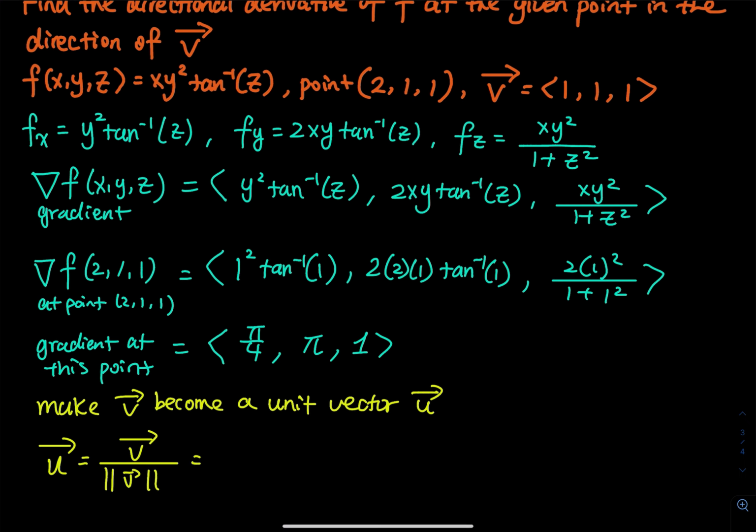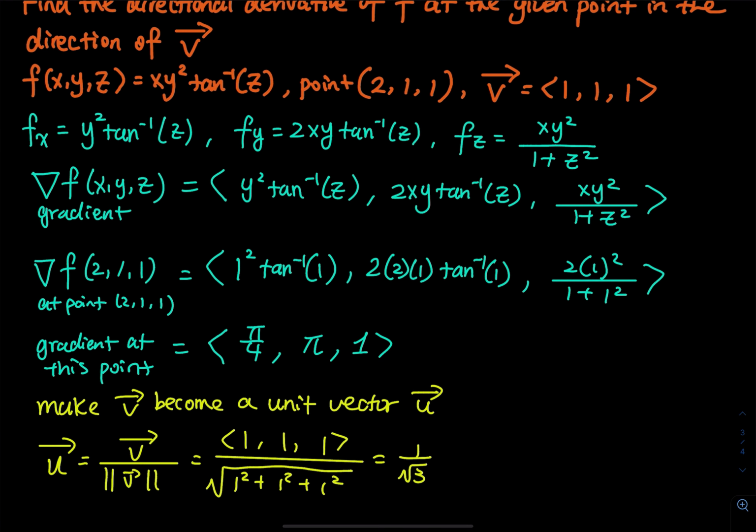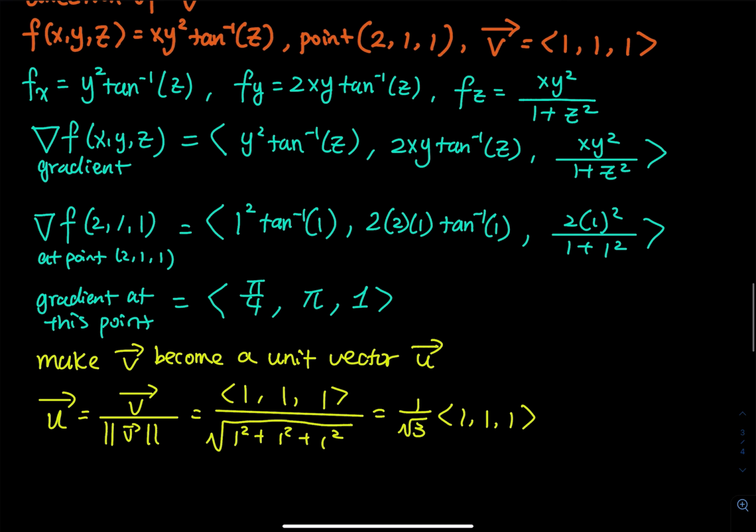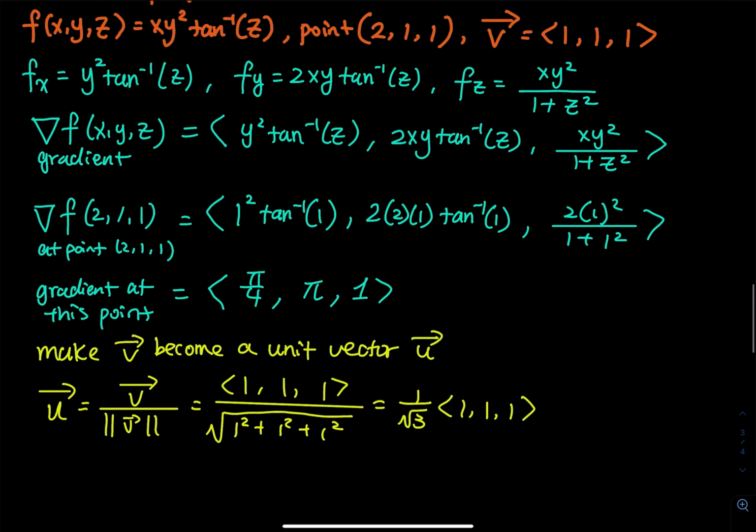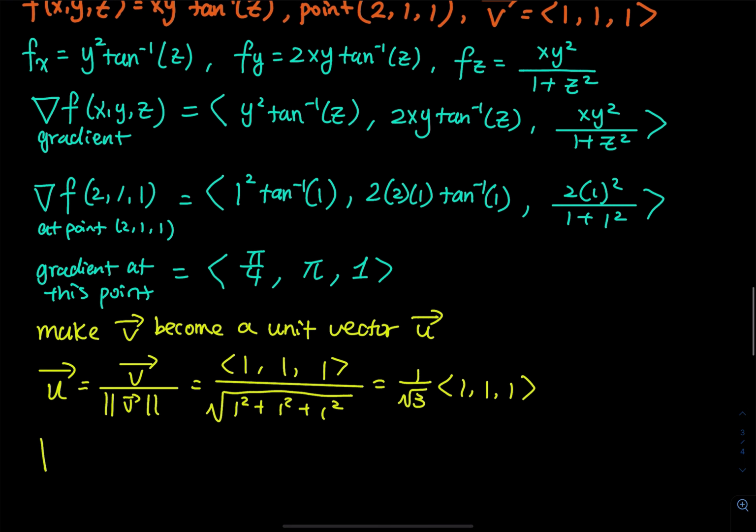So that will be the vector 1, 1, 1 divided by the square root of 1 squared plus 1 squared plus 1 squared, right? Okay, that will be the square root of 3. I will just keep this outside, times 1, 1, 1. I will just keep it like that. And then now we do the directional derivative in the direction of vector u of that function.